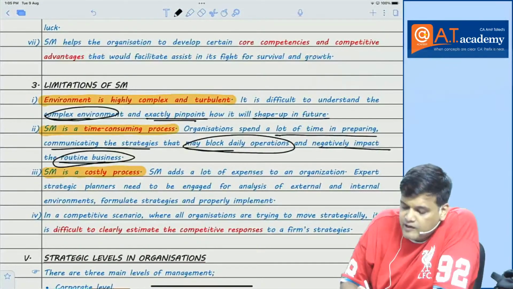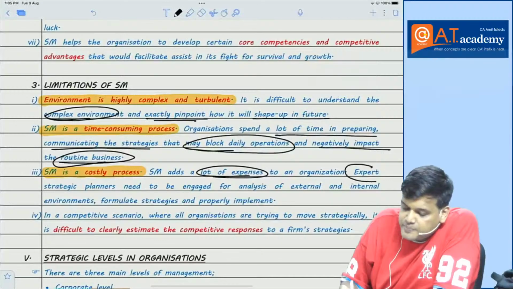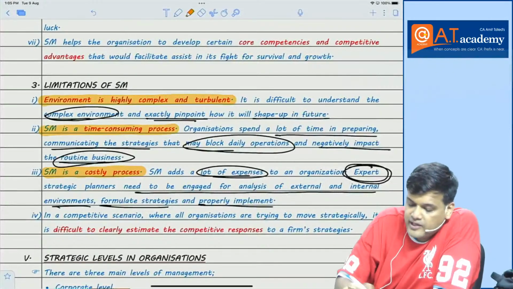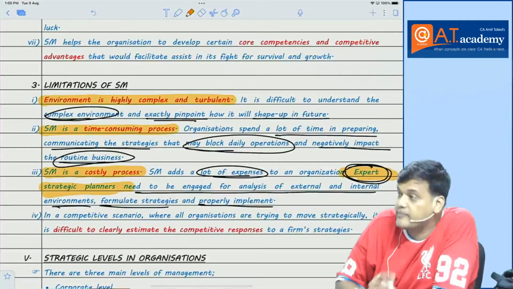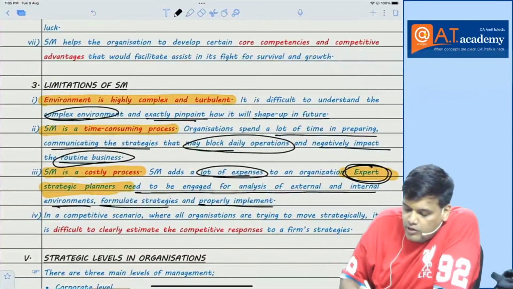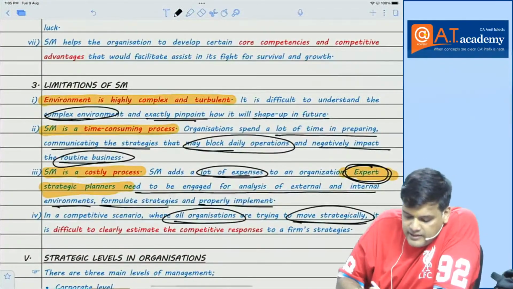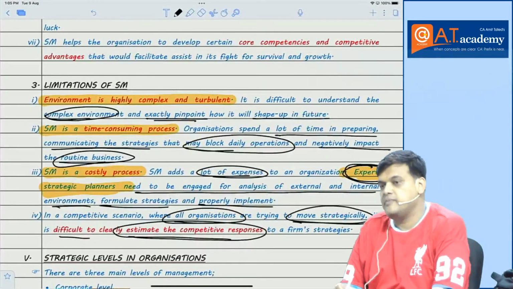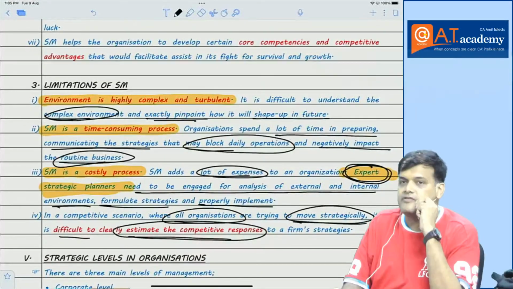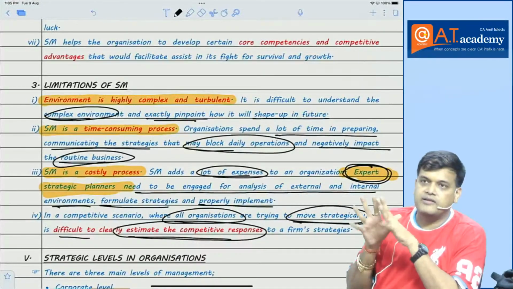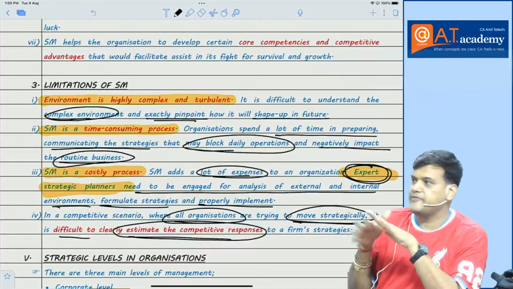Okay, costly: SM adds a lot of expense to an organization. Expert strategic planners need to be engaged for analysis of external and internal environments, to formulate strategy and properly implement it. Experts, word याद रखना, expert strategic planner, पैसा उस पे जाता है. And in a competitive scenario where all organizations are trying to move strategically, it is difficult to clearly estimate the competitive response. ओके मेरी स्ट्रेटजी के लिए कॉम्पिटिटिव रिस्पांस क्या होगा? डिफिकल्ट टू एस्टिमेट. भारत माता की जय. एवरीबॉडी क्लियर मालिक? परफेक्ट.